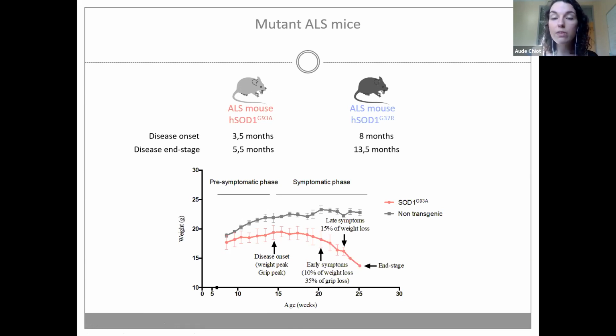We define the early symptoms with 10% of weight loss, the late symptoms with 15% of weight loss, and the end stage of the disease is characterized by the complete paralysis of the mice.